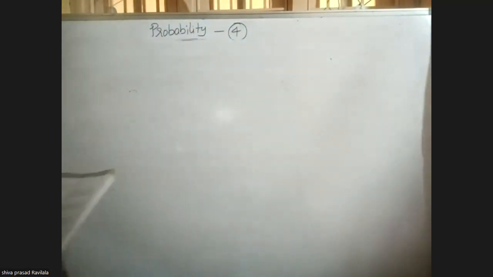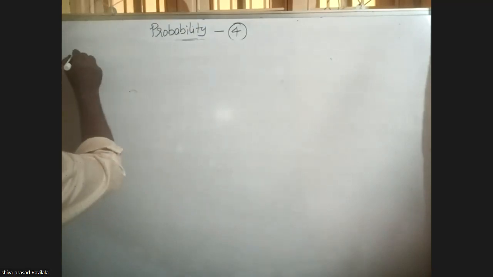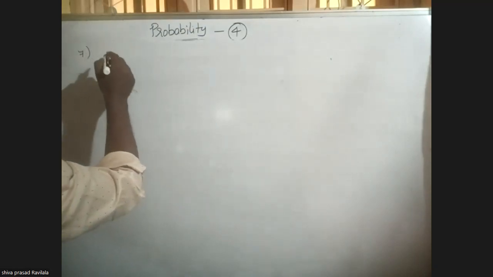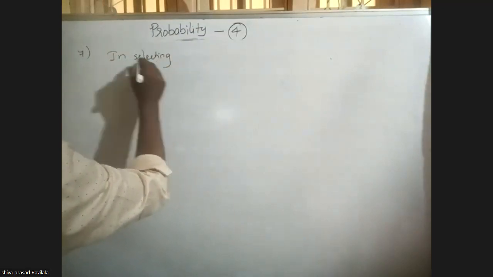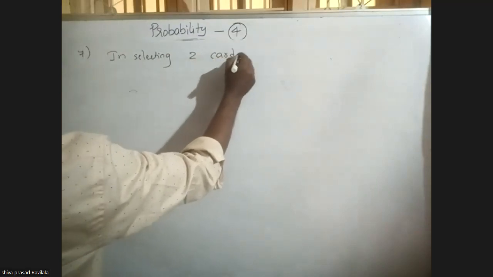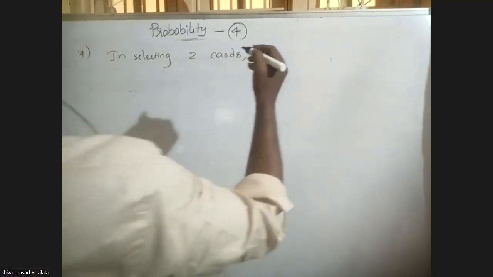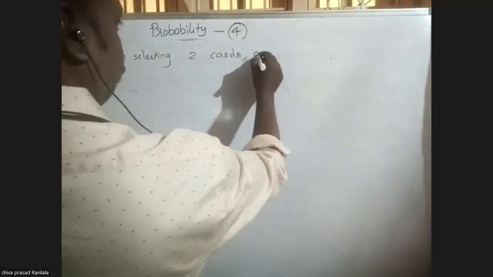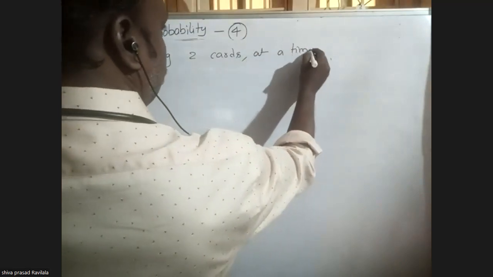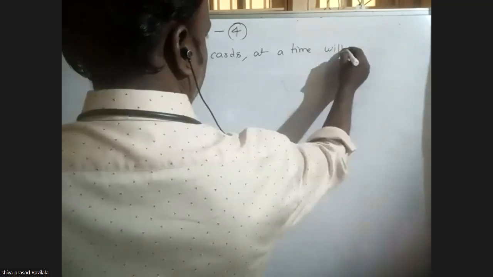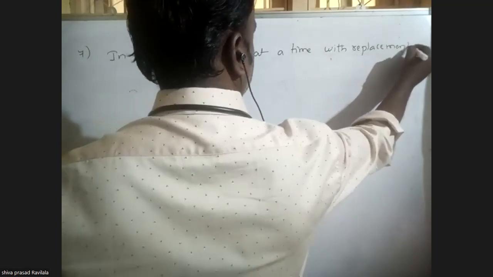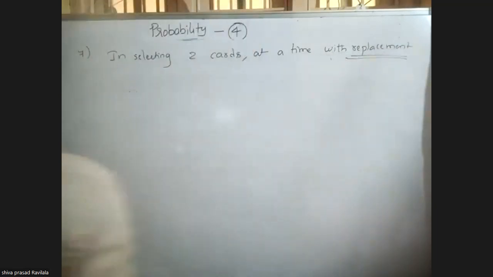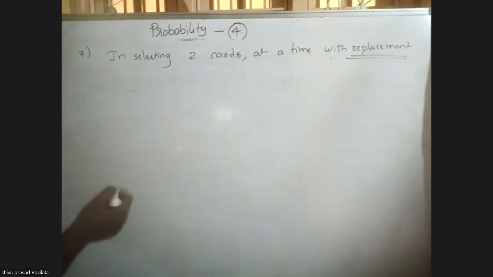And one more question, simple question. In selecting two cars, two cards are going to be selected here at a time with replacement. At a time, the word is important. With replacement. You try to understand the difference between the questions. With replacement from a deck, I mean pack of cards. The probability.